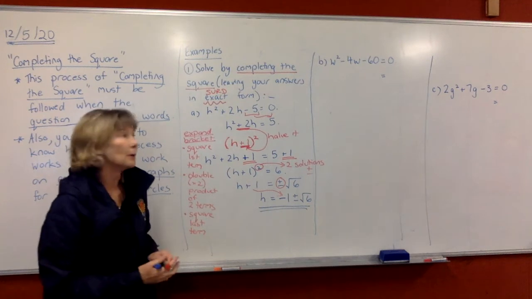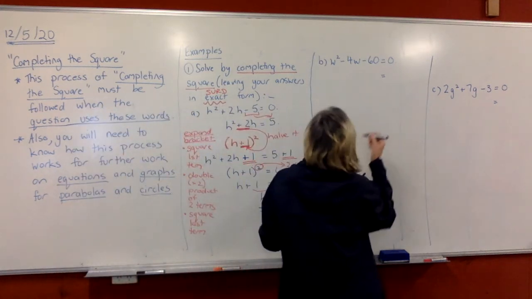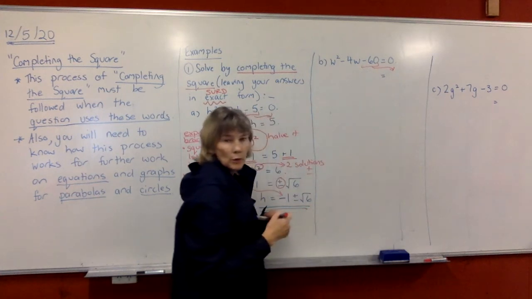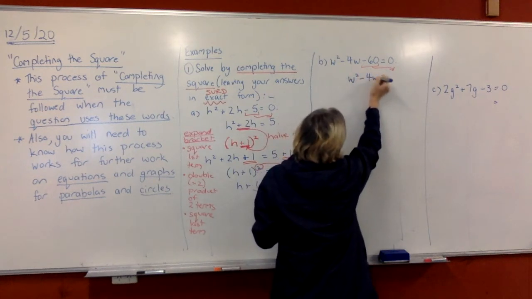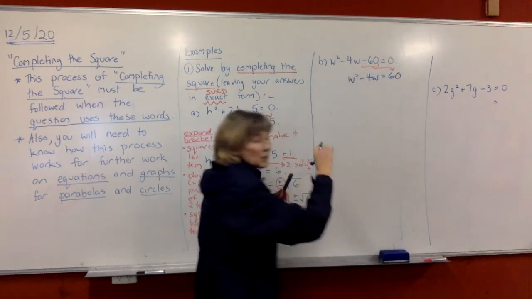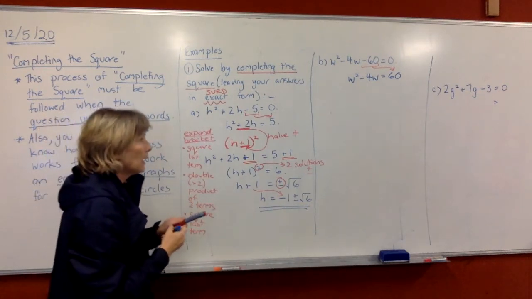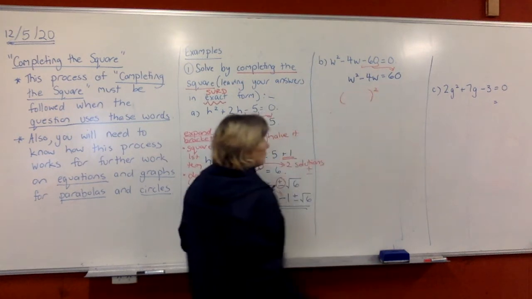So we're going to go through two more. So first thing we do is to move this number over to the other side. So I'm sure you'll all be able to do that part. So it's w squared minus 4w equals 60. When you move it to the other side, it changes its sign.